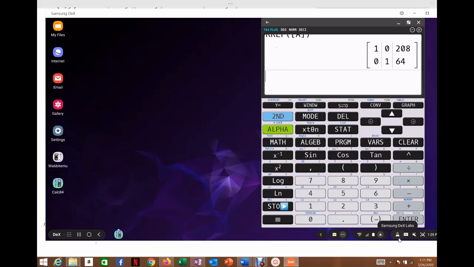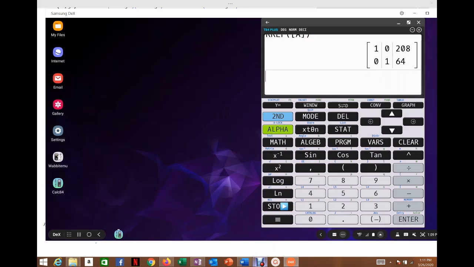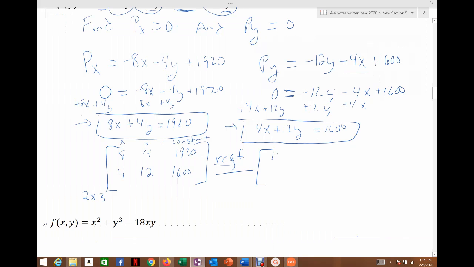And so it comes out as the Gauss-Jordan reduced matrix, 1, 0, 208, 0, 1, 64. So I'm going to go back to my notes and plug that in. Alright, so I get 1, 0, 0, 1, 208, 64. And remember, that first line is my x value, so x equals 208. That second is my y value, so y equals 64, and there's my critical point.